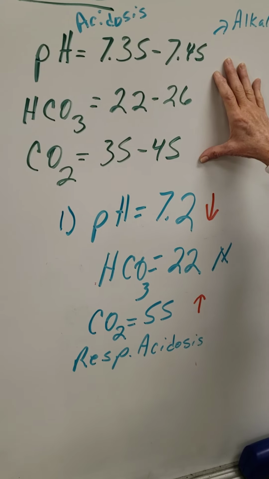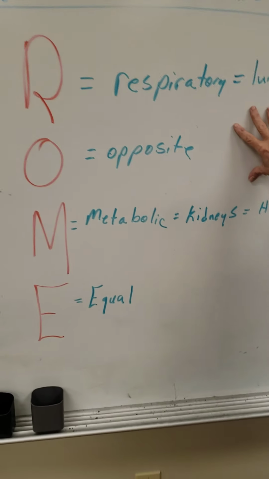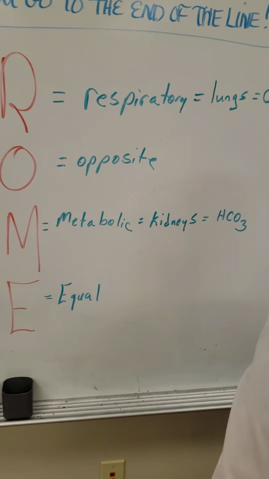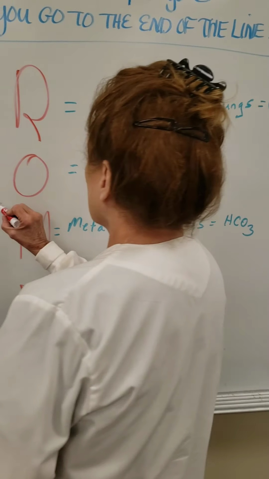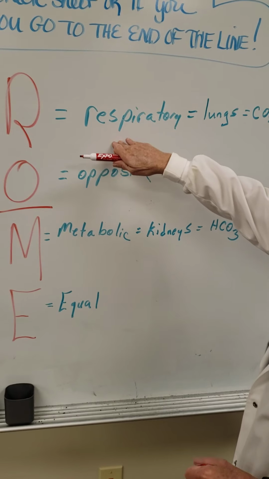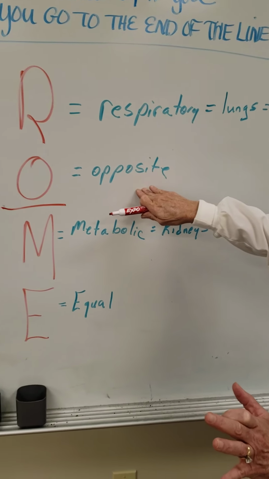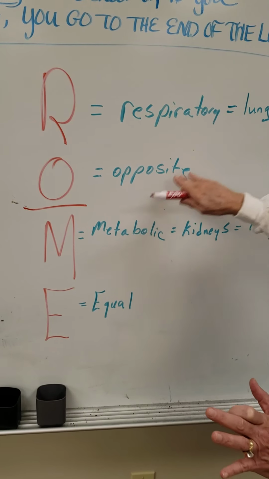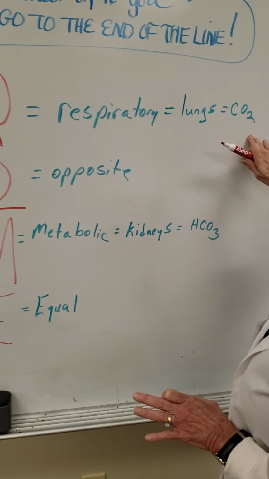Now I have a little acronym to help you learn it. It's the word ROME, like the city of Rome. You can draw a little line here if it helps you. R stands for respiratory, opposite, and you'll understand that in a minute. That's talking about the way the arrows go. Respiratory again is the lungs. It's your CO2 level.